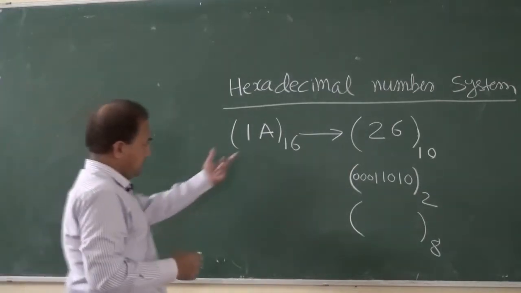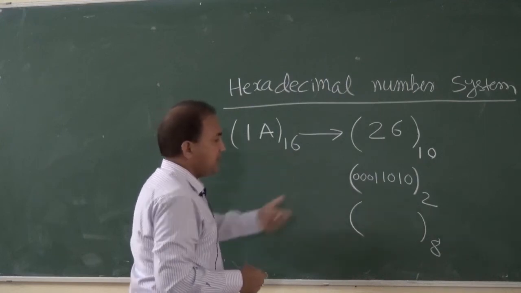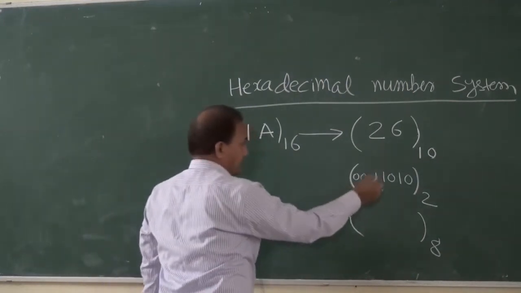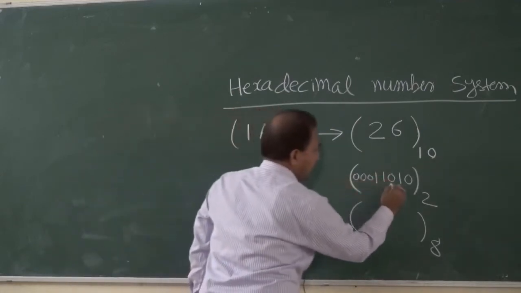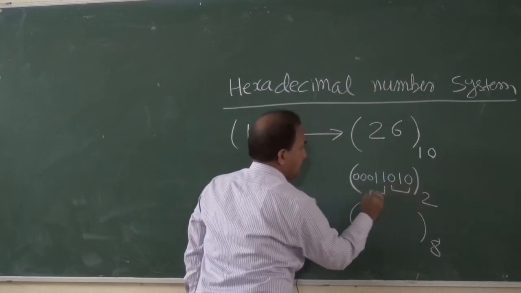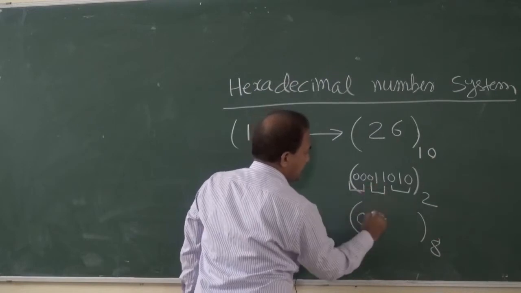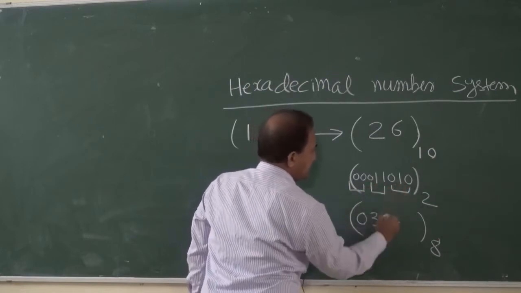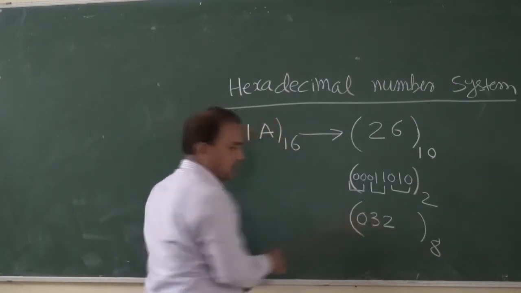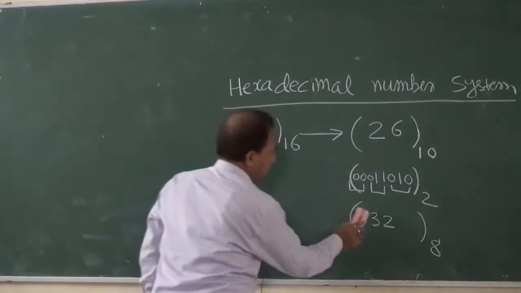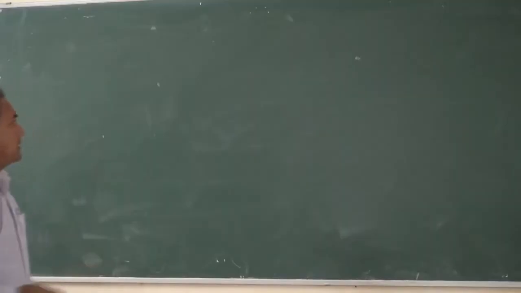Then how you can convert this number, which is in hexadecimal, to octal number? From this also you can convert. You can combine 3 bits. So it is 0, it is 3, and it is 2. So it is 32 to the base 8. 0 you can remove this. So it is 32 to the base 8.